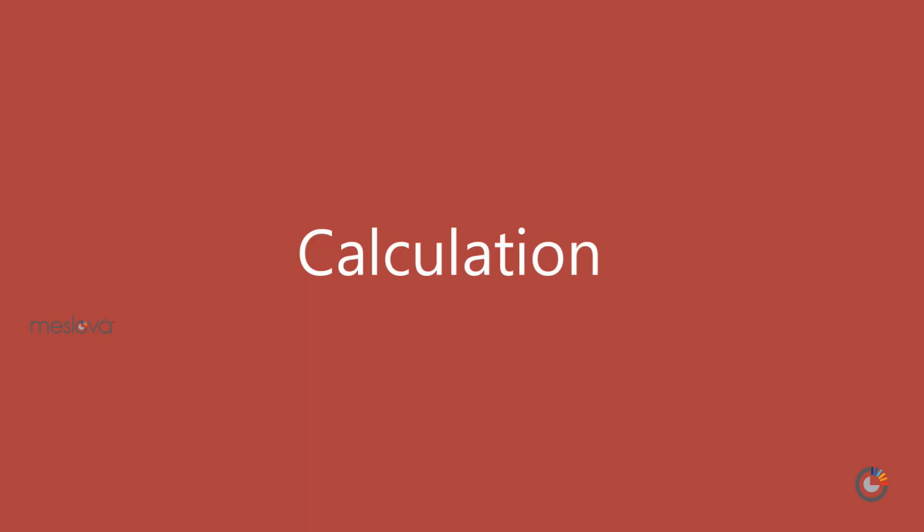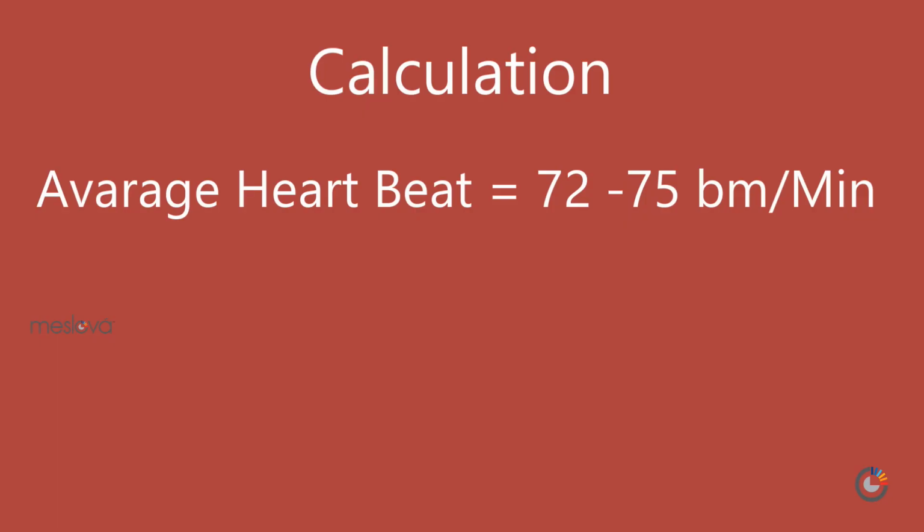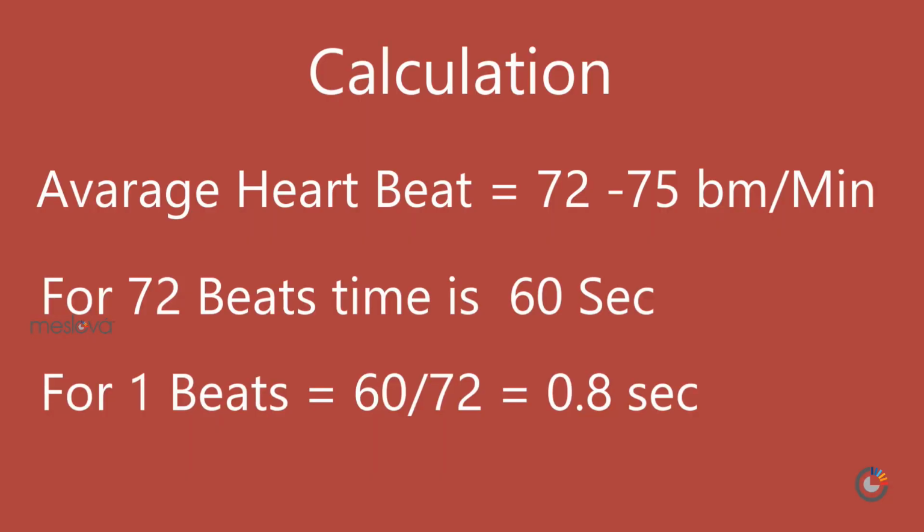This whole process is completed within 0.8 seconds. How does this value come? If you take the average heartbeat of an adult, it is about 72 to 75 times per minute. For example, within 60 seconds, 60 divided by 72 gives you this value of 0.8 seconds.